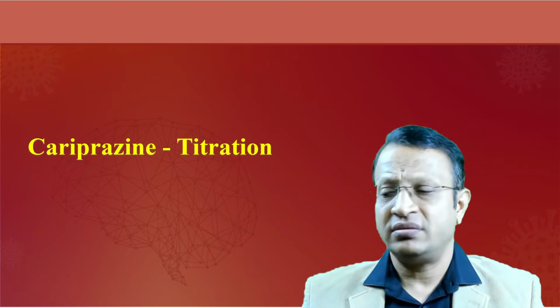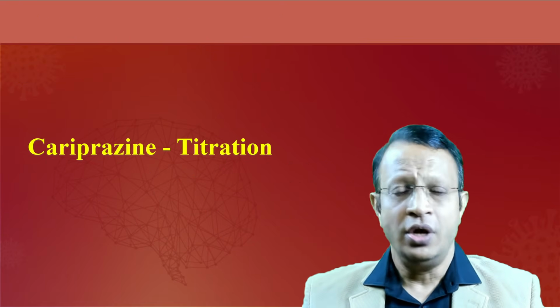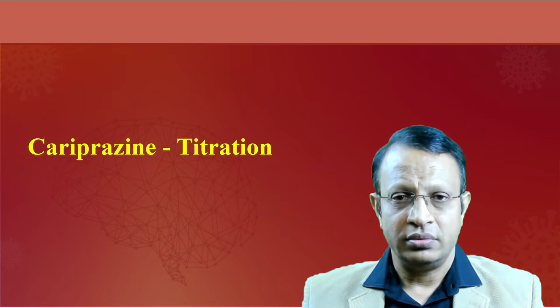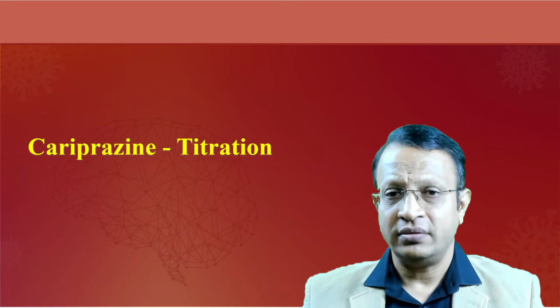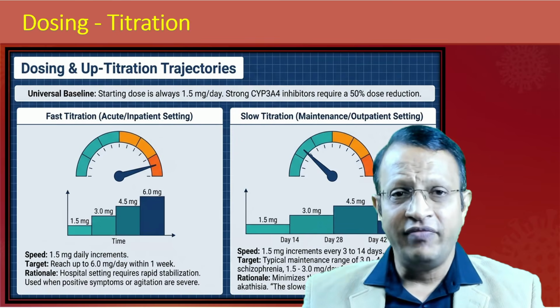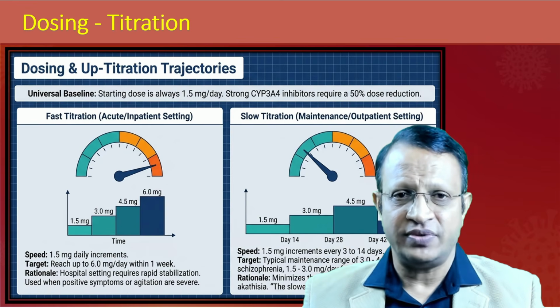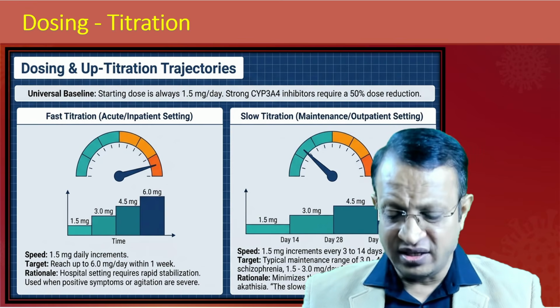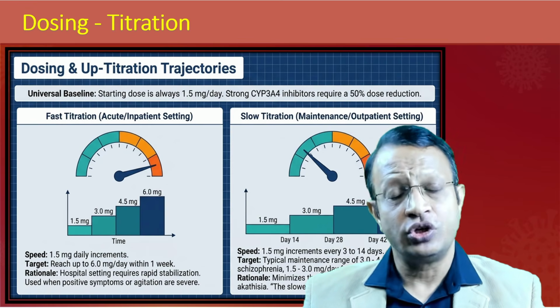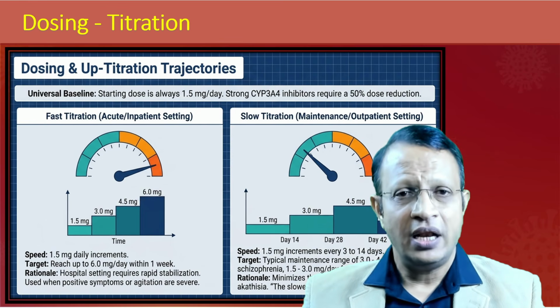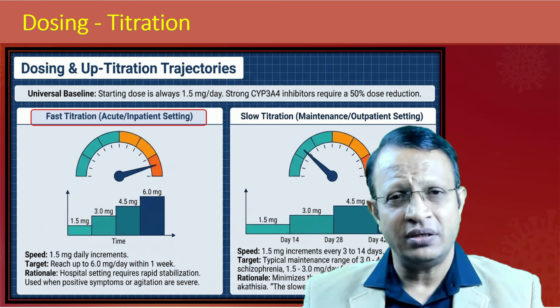Let's look into this cariprazine titration. Now we have understood cariprazine, how it is given, and what the dosage is. Invariably, cariprazine is given in two types. One is fast titration for inpatients, and slow titration for outpatients. Let's look into the fast inpatient titration.